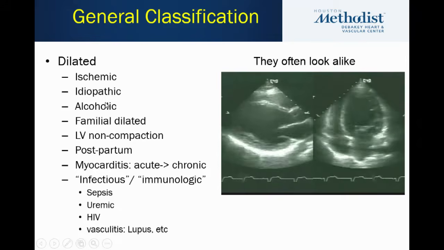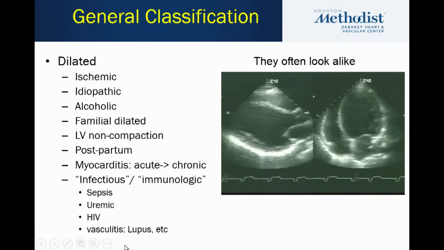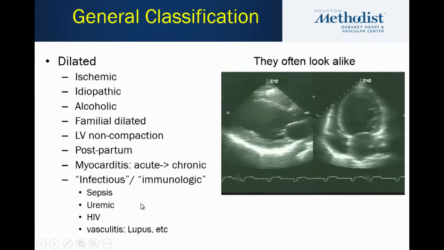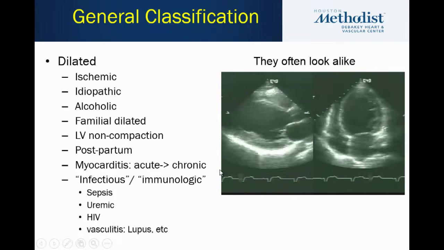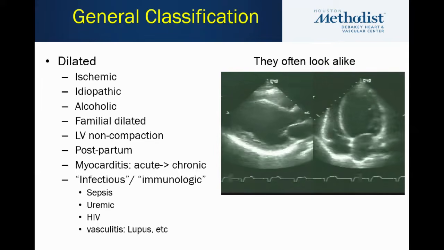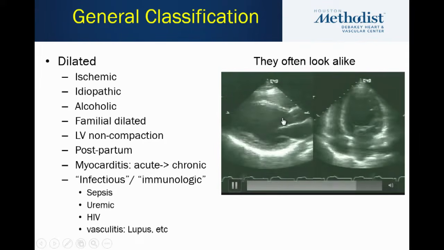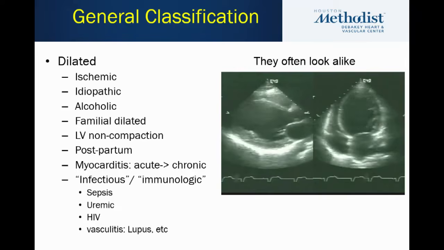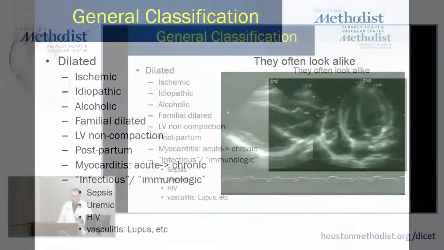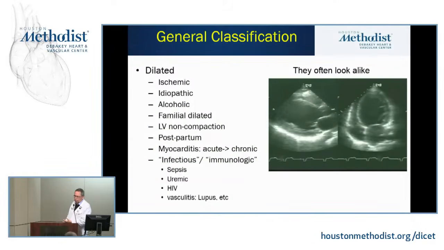Ischemic, idiopathic, alcoholic, familial, even non-compaction at the beginning until you see more views. Postpartum, very common. Myocarditis, acute or chronic. Even sepsis can make a heart become depressed. Now, you put this together with the picture, right? For example, a septic heart will be depressed, but likely will not be dilated because there won't be enough time to dilate. So you have a heart that may have normal dimensions but a low EF, and then you have a clinical picture of somebody who's septic.